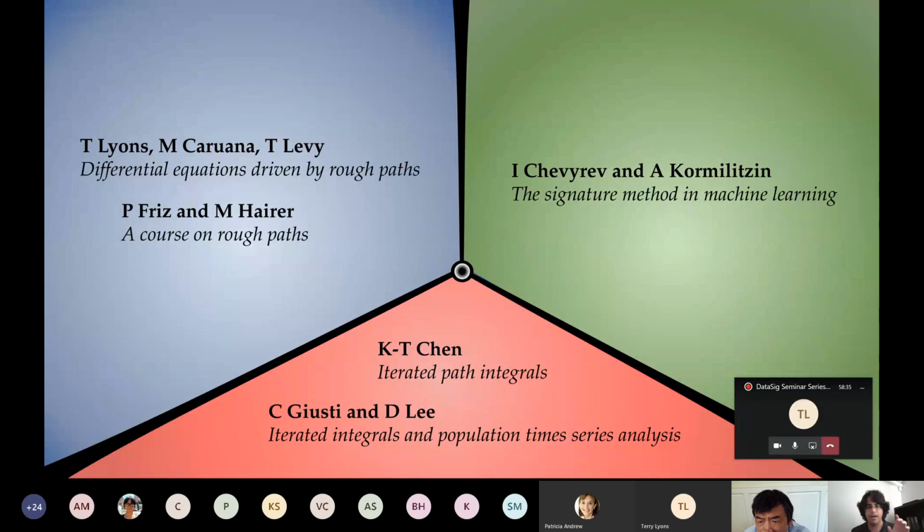For the topology part at the bottom, Kuo-Tsai Chen's original paper is difficult to read, but contains everything. A much more modern write-up of the interesting parts of it is this paper by Chad Giusti and Darrick Lee, Iterated Integrals and Population Time Series Analysis. If you like the dynamics section, then the St. Flour notes of Terry Lyons and company, or the course on rough paths by Friz and Hairer. And if you love the machine learning part, I cannot recommend highly enough Ilya and Andrey's survey paper called The Signature Method in Machine Learning.